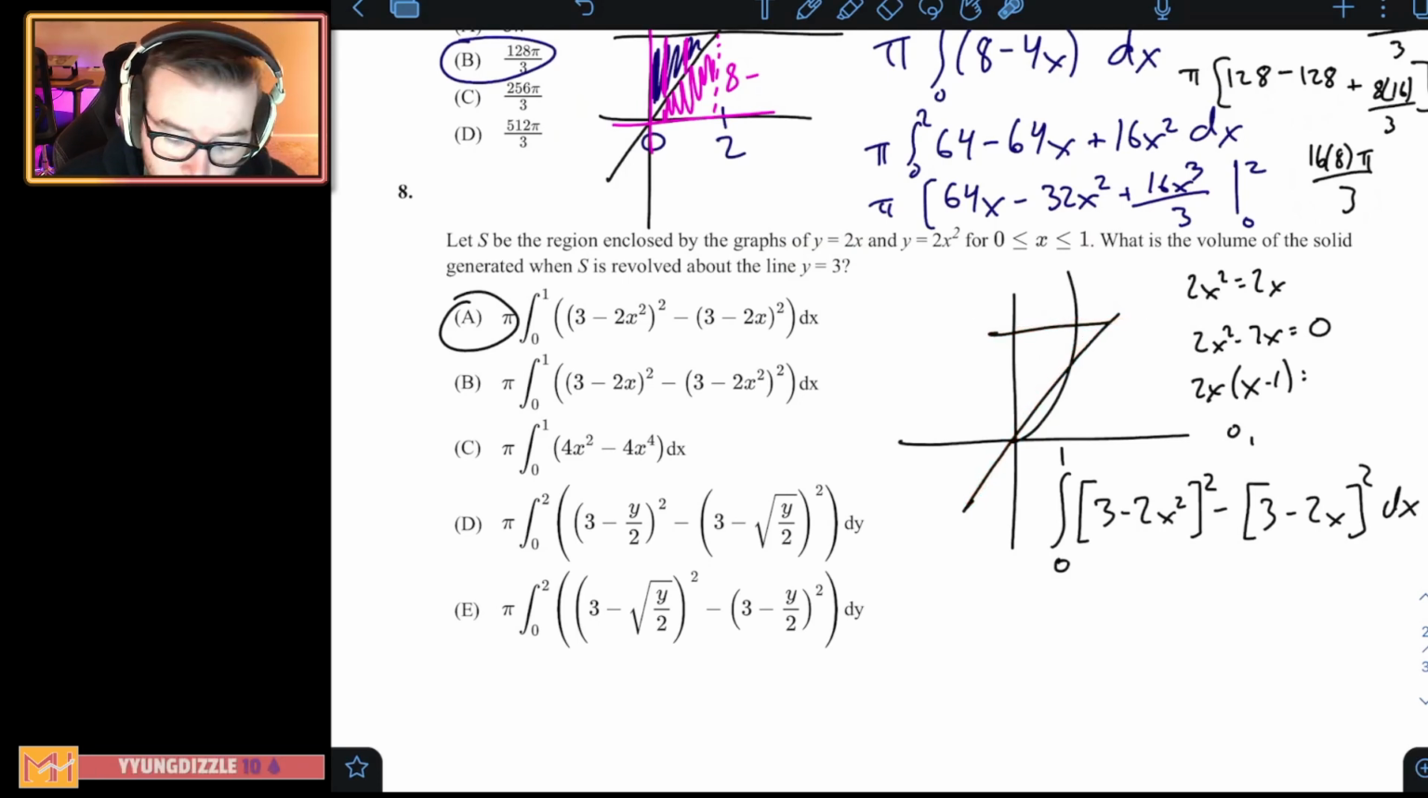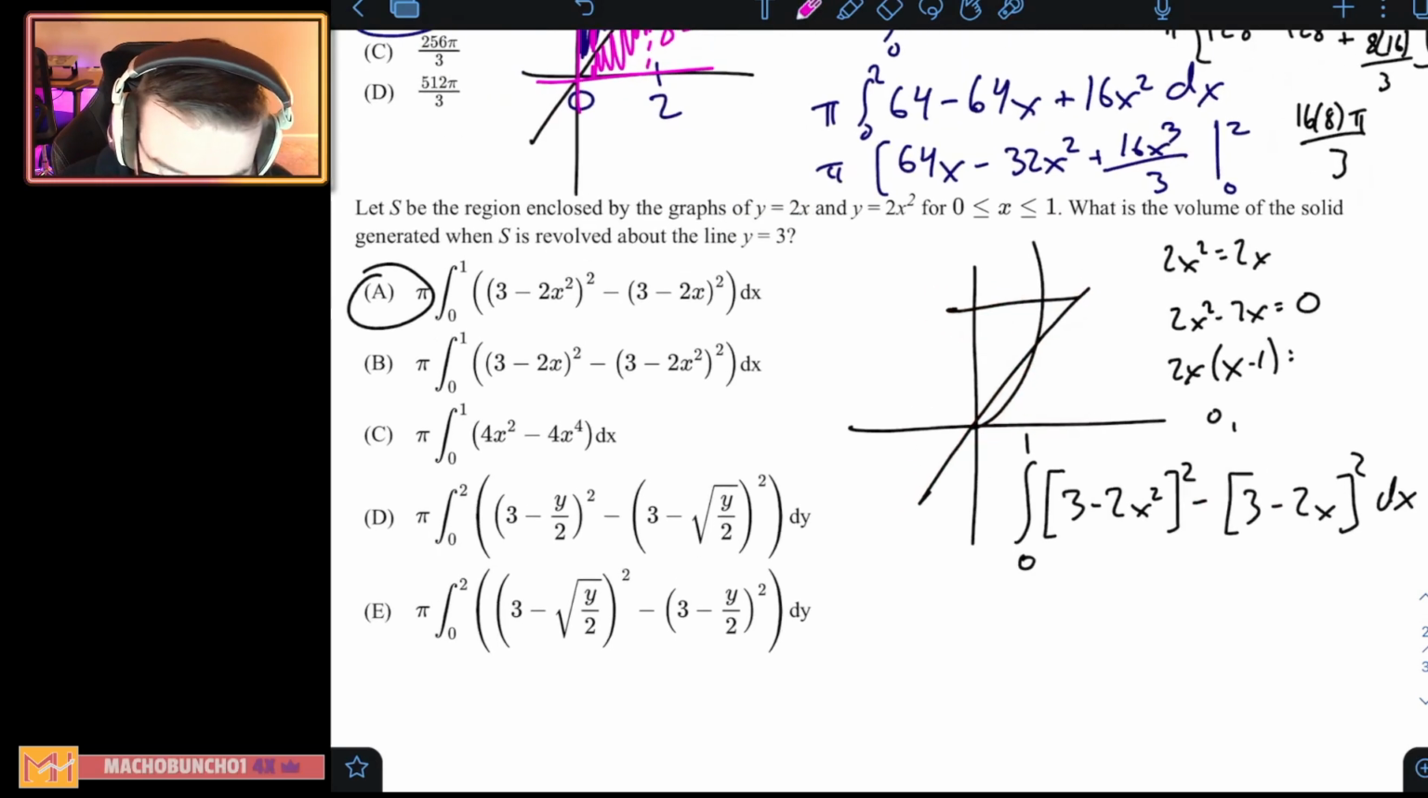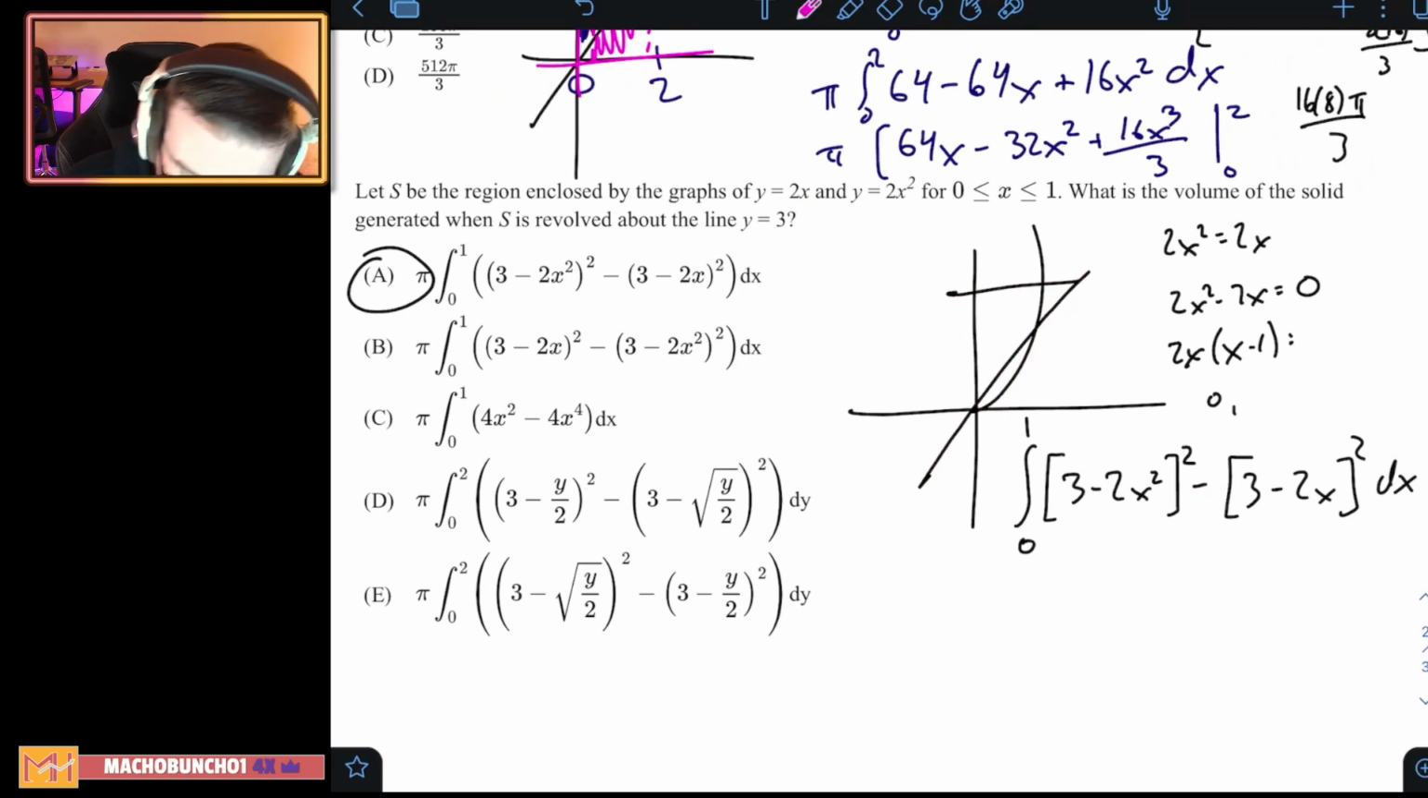And this is the washer method because you've got 2 functions. So outer minus inner, right? I forgot the pi over here. But our bounds are 0 to 1 because that's where the intersection is occurring. I set the 2 functions equal to each other and found that they were intersecting each other at 0 and 1. So we know that's our bounds.